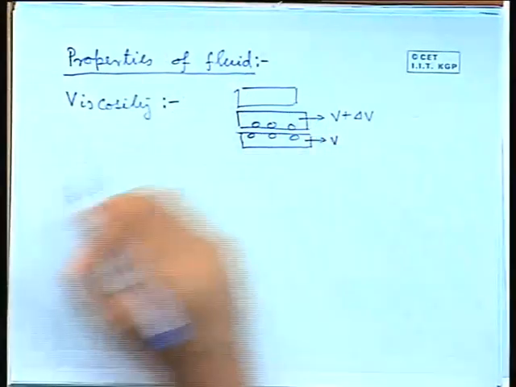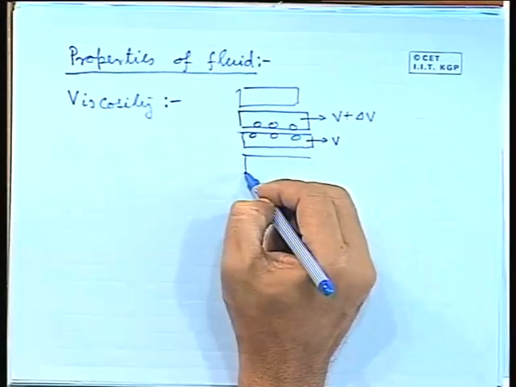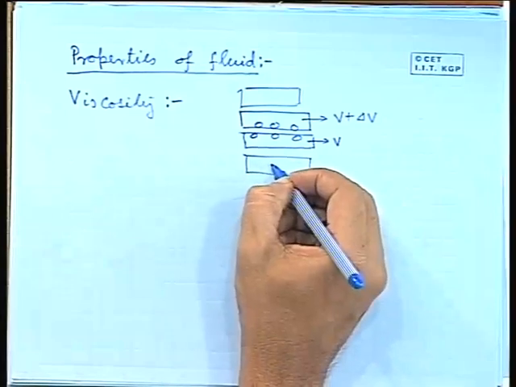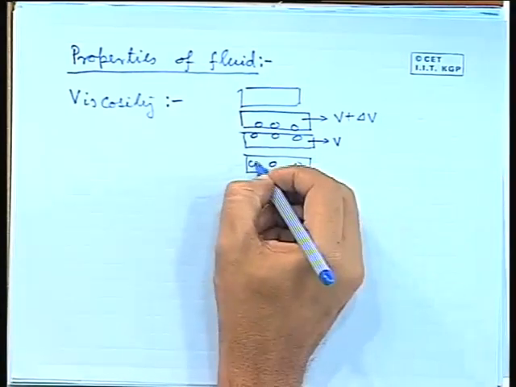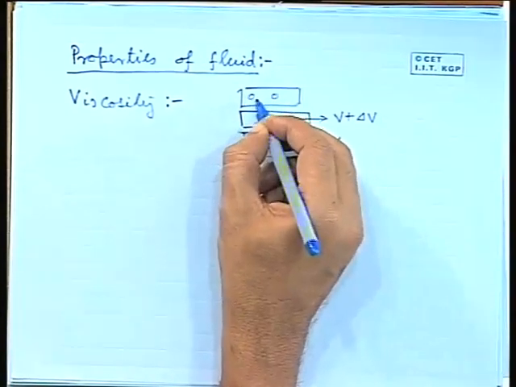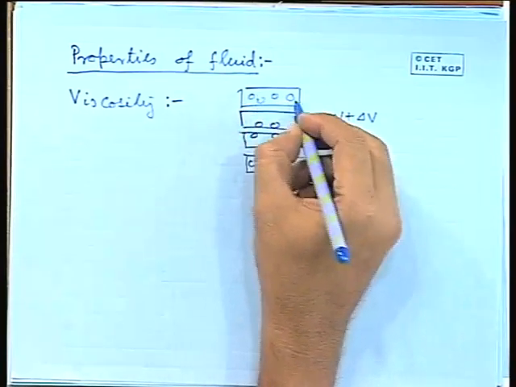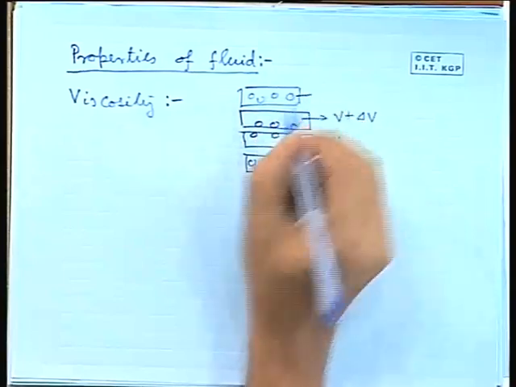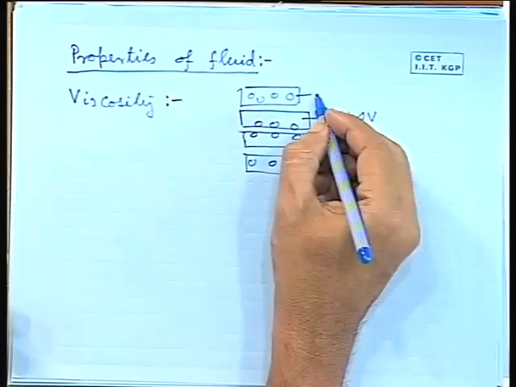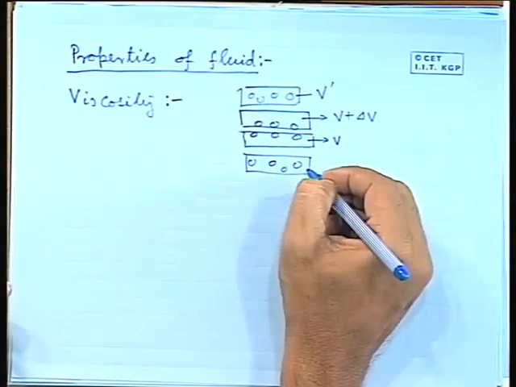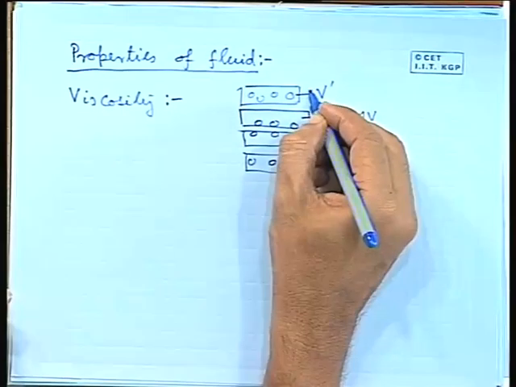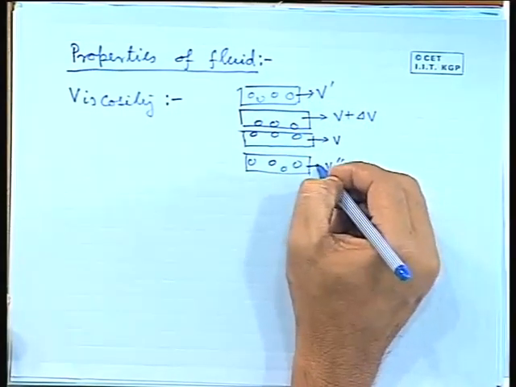That is one thing. Another thing, let us say there are two layers, but the two layers are not adjacent. This is one layer which is having a number of molecules like this, and this is another layer which is also having a number of molecules. Let us say the characteristic velocity of this layer, the average velocity of this layer, is v prime, and let us say this is v double prime.